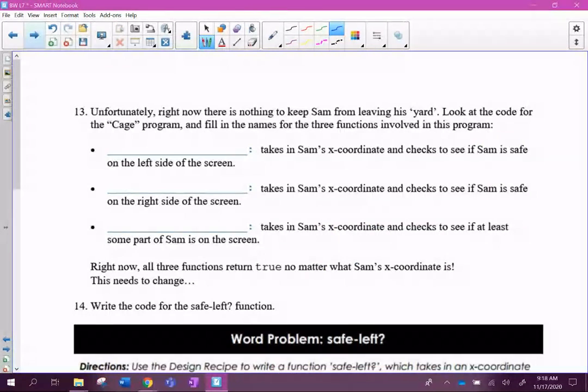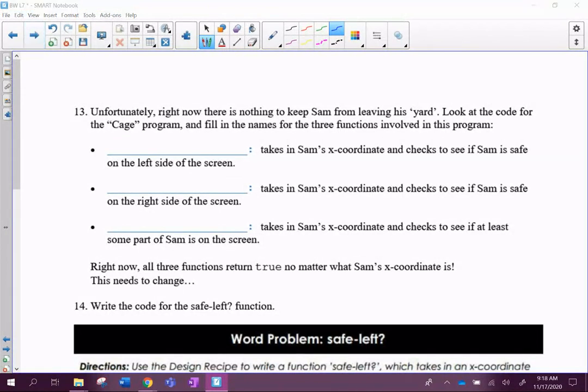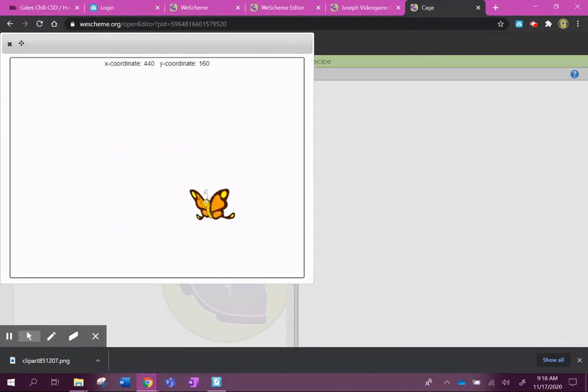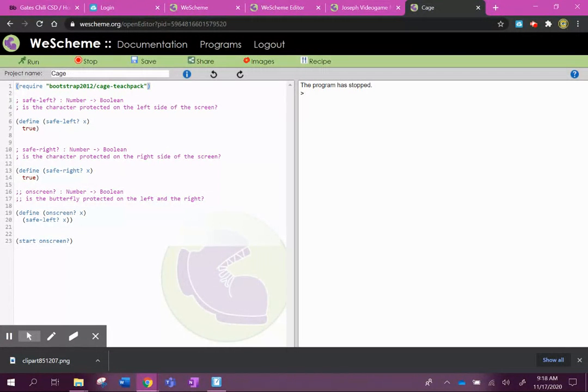Now, unfortunately, right now there is nothing to keep Sam from leaving his yard. Look at the code for the cage program and fill in the names for the three functions involved. So if we look at the code here, we're going to X out of this. On the left-hand side here, in the definitions window, we have safe left, safe right, and on screen. Those are those three pink sections on this side over here. Okay, so safe left, safe right, and on screen.